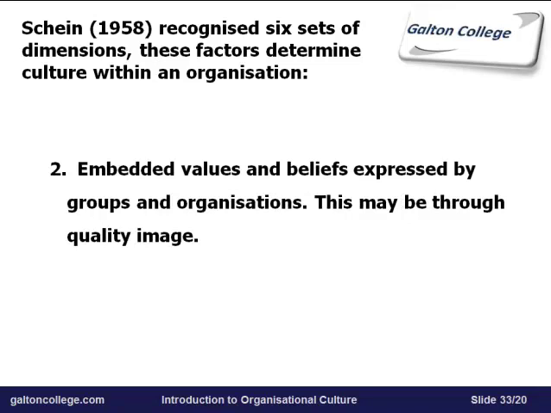The embedded values and beliefs expressed by groups and organizations, this may be through quality image. Well, the embedded values and beliefs are within individuals. Groups can't have embedded values. Groups are numbers of individuals. But if all the individuals within the group have these embedded values and beliefs, then we could say the group has that. We're moving towards a more collective notion here.